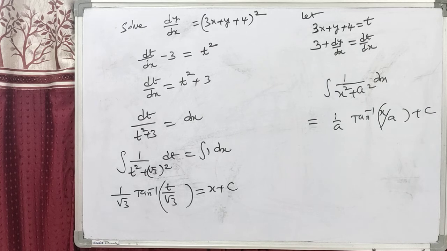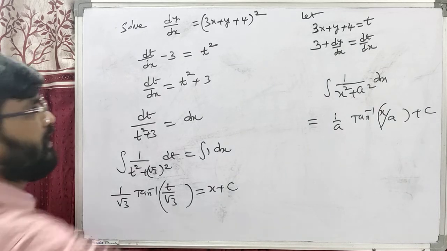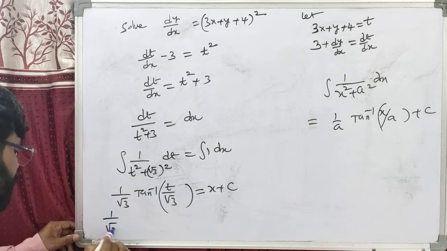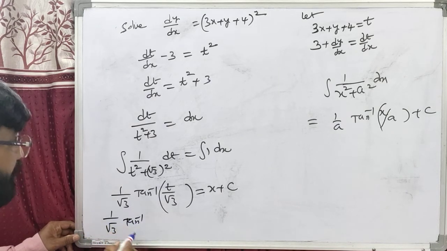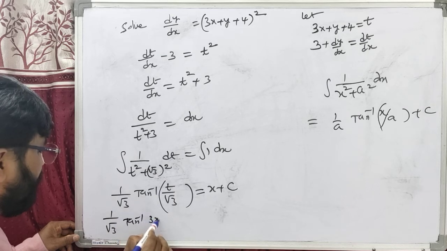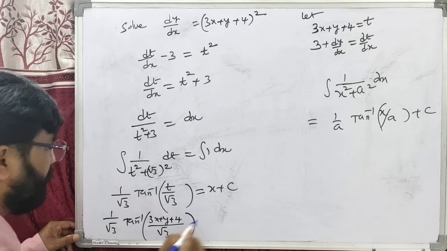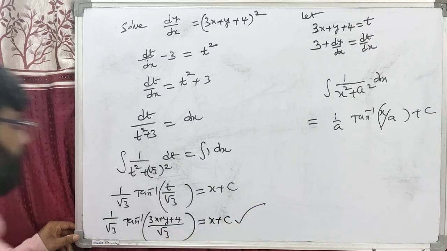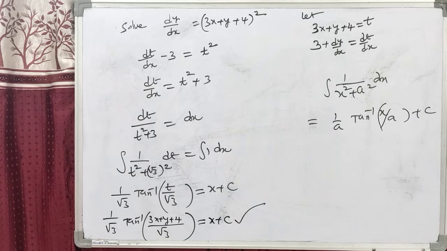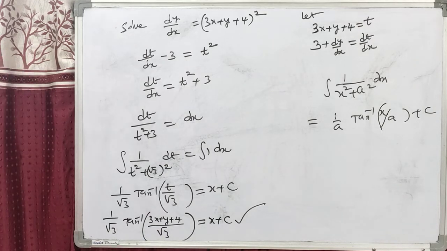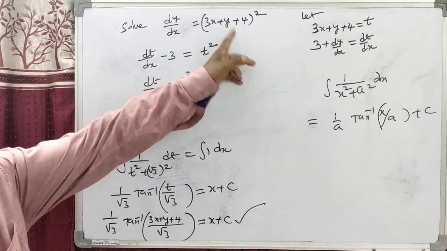Dear students, we are taking t. What is t, students? 3x plus y plus 4. Now we can directly write 1 by root 3 tan inverse of t, which is nothing but 3x plus y plus 4 by root 3, equal to x plus c. Okay students, this is the answer. 1 by root 3 tan inverse of 3x plus y plus 4 by root 3 equal to x plus c. We are taking, students, only the t.